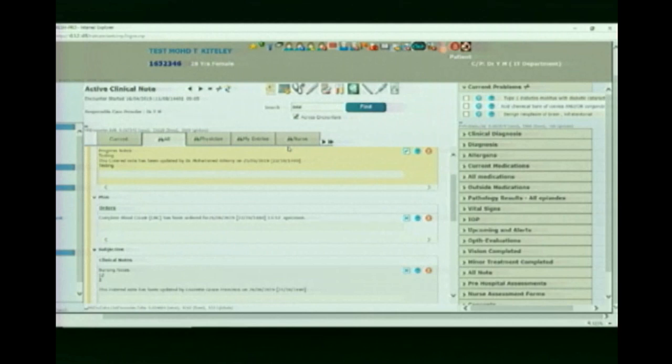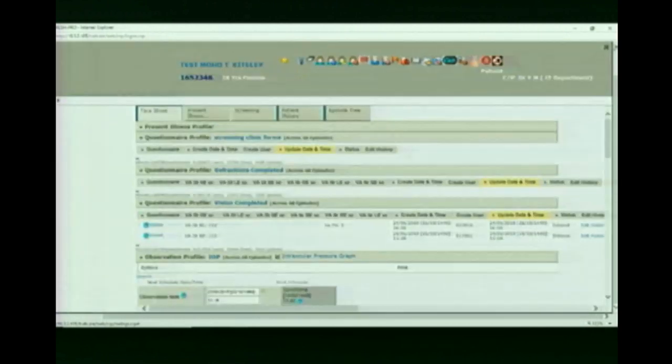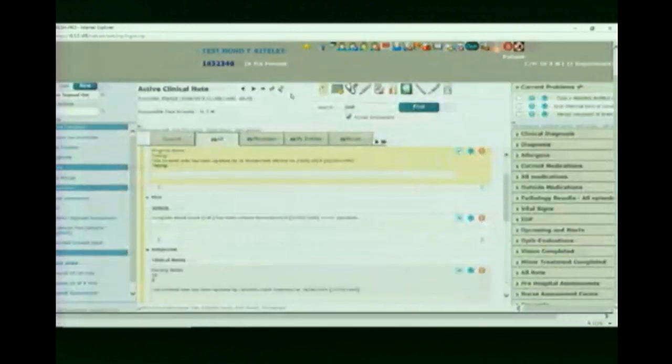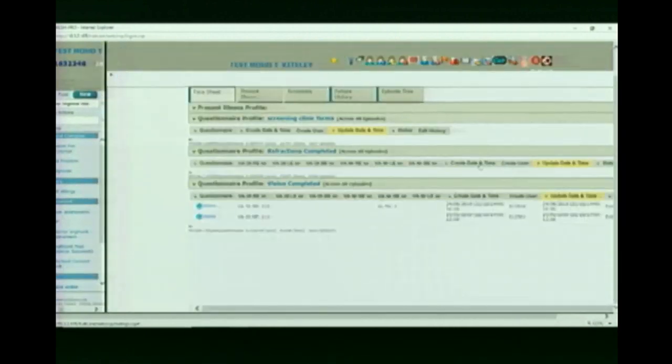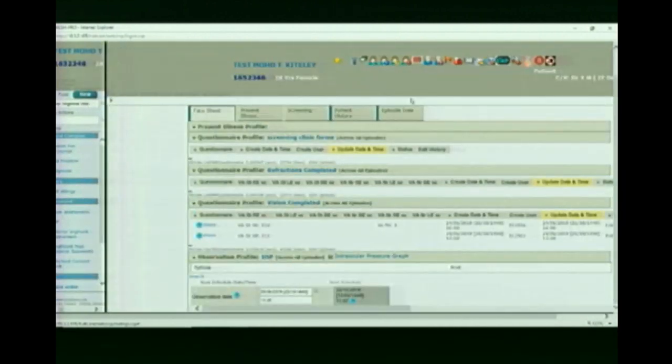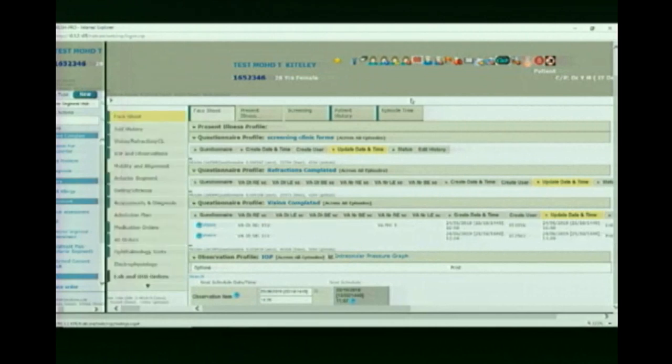If you are familiar with the previous EPR, to read the previous data, you can click the icon here to check the previous entered data in the old way. It's available, but you can't enter any data from here, just for reading.